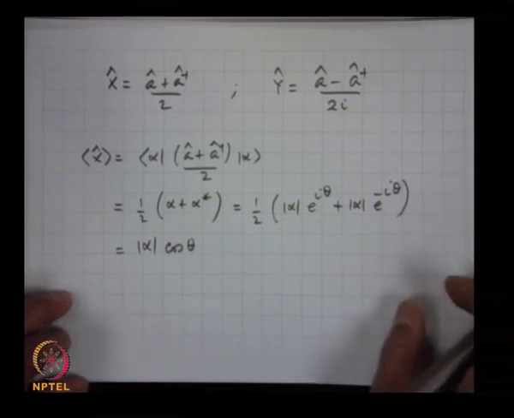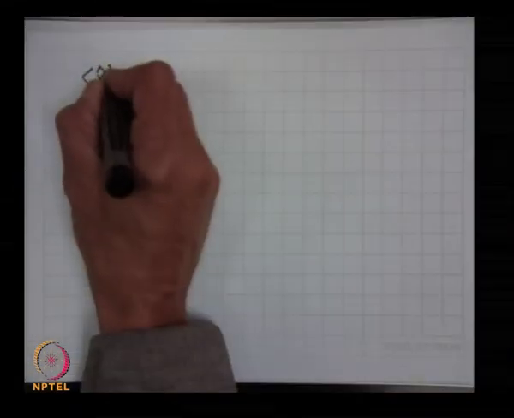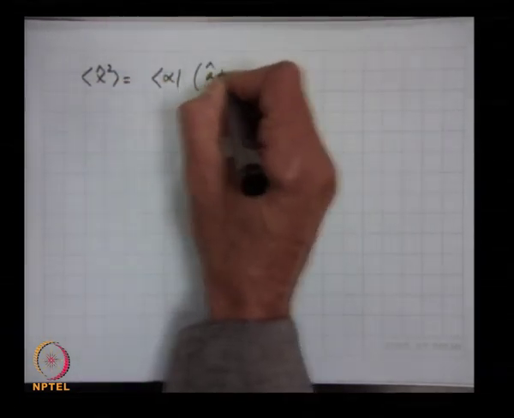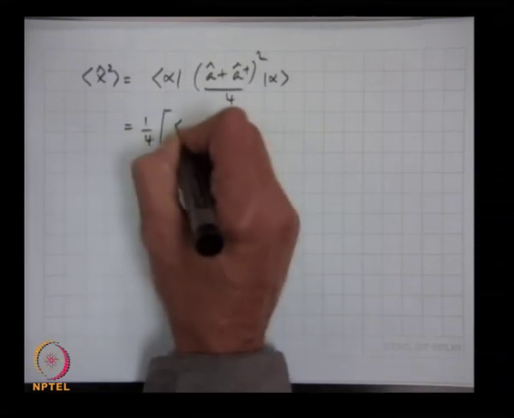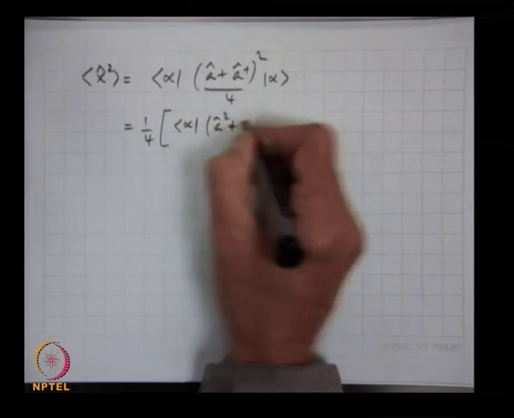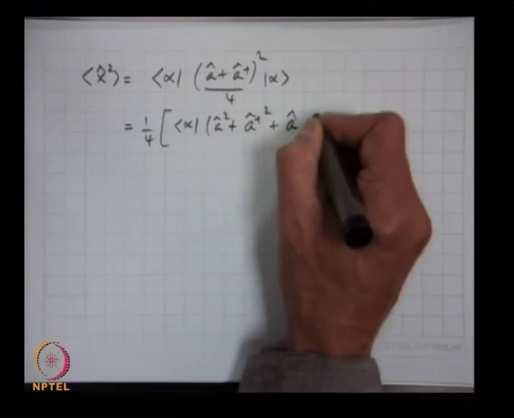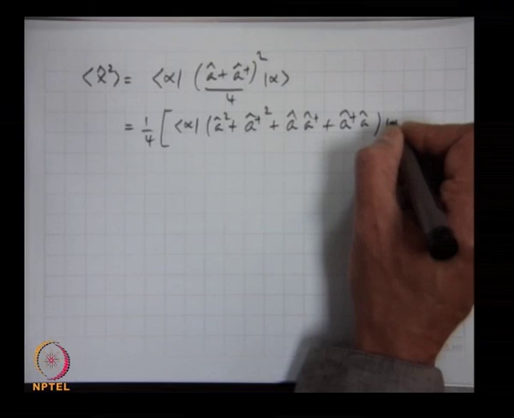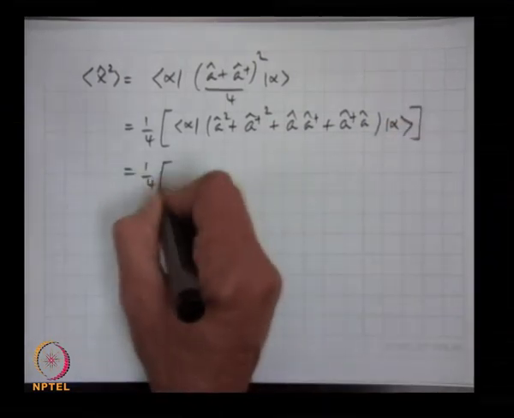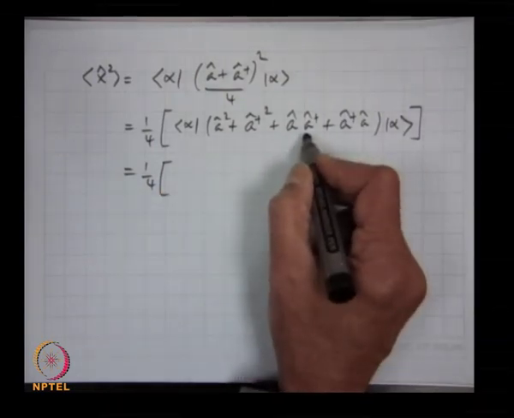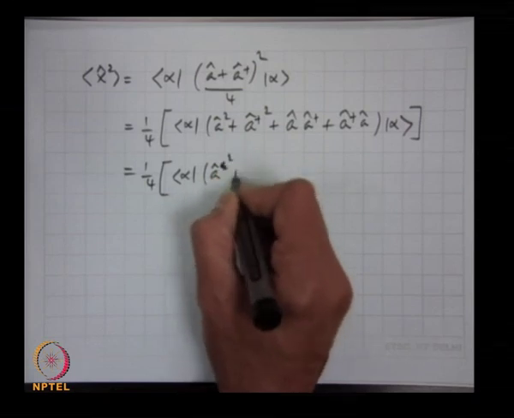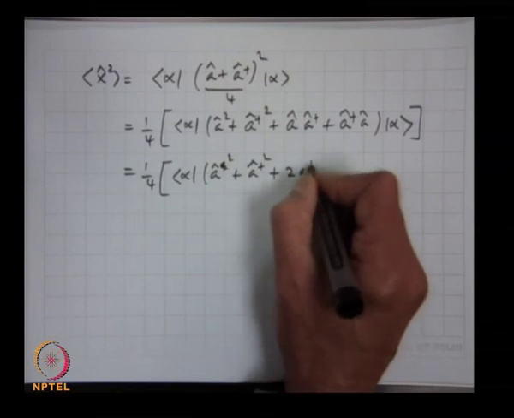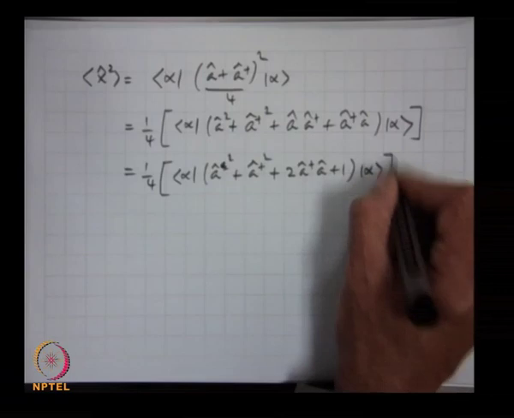What is the expectation value of x square? We need to calculate the variance or the uncertainty in x. So for that I need to calculate the expectation value of x square, which is equal to alpha, a plus a dagger whole square by 4, alpha, which is 1 by 4 alpha, a square plus a dagger square plus a a dagger plus a dagger a, alpha, which is equal to 1 by 4. Now I can replace a a dagger by a dagger a plus 1. So I get alpha, a square plus a dagger square plus 2 a dagger a plus 1, alpha, which is equal to 1 by 4.